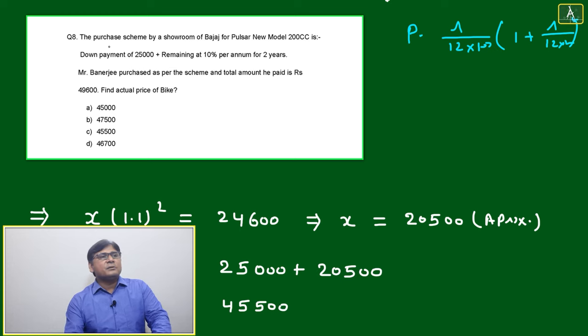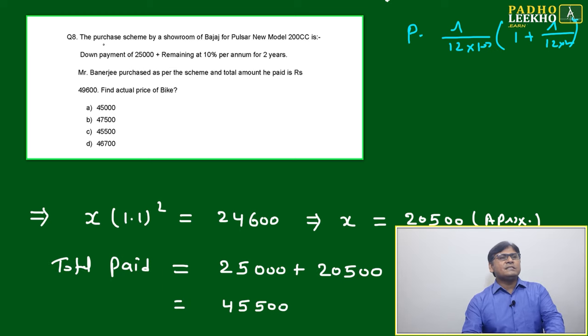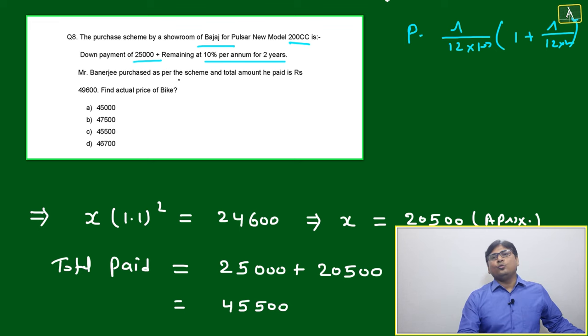To the question, that's question number 8. This one has a scheme given for purchasing a bike. Purchase a scheme by a Bajaj showroom for the Pulsar new model 220cc. A scheme is there: you have to give a down payment of 25,000 and the remaining at 10% per annum for 2 years.